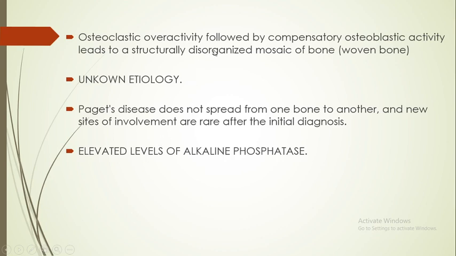Osteoclastic overactivity followed by compensatory osteoblastic activity leads to a structurally disorganized mosaic of bone, which we call a woven bone appearance. This disorganized bone appearance is the main clinical feature of Paget's disease. The etiology, or reason, is unknown. Paget's disease does not spread from one bone to another, and new sites of involvement are rare after initial diagnosis. Elevated levels of alkaline phosphatase are a marker.